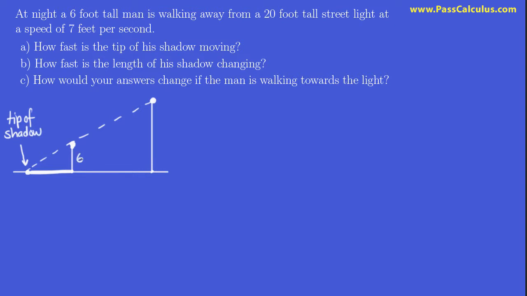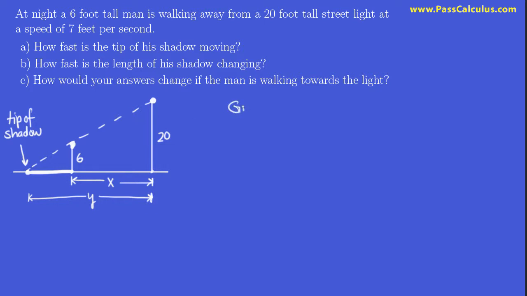Now he's 6 foot tall, so we can put a 6 there, and this is 20, the height of the lamppost. And why don't we call this entire length from the tip of the shadow all the way to the base of the lamppost Y, and from the man's feet to the base of the lamppost, let's call that X.